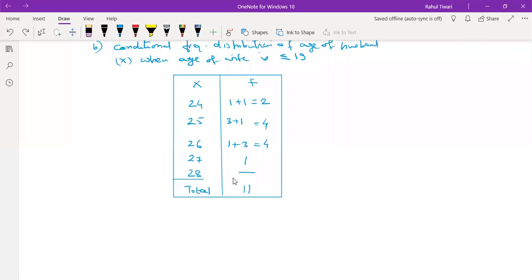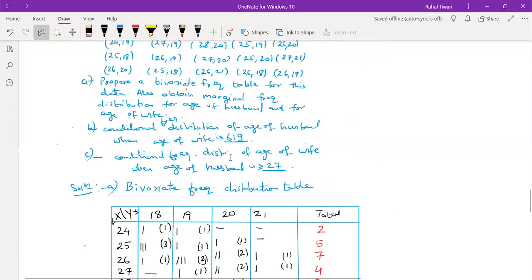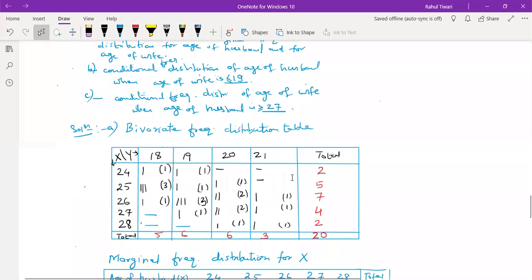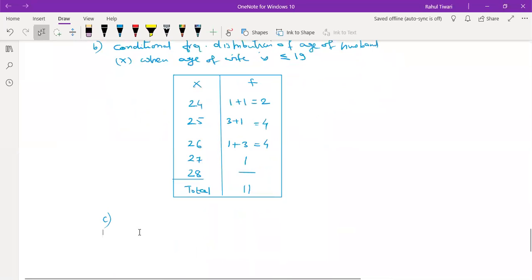Okay. So can you get part C? Can you get part C similarly? Just work out part C and let me know the answer. What is the question? See the question: conditional frequency distribution of age of wife when age of husband is greater than or equal to 27. Let me know the answer fast. I hope you have written the question last time. See the question in your notebook and let me know the answer for the next one.